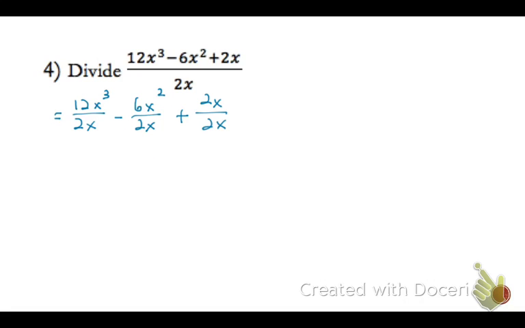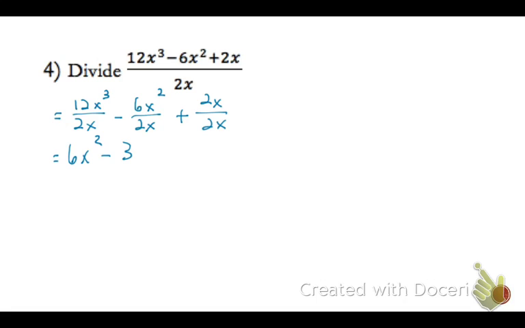Now in example 4, step 1, go ahead and place each of your numerator terms over your denominator. Pause the video. You can see I've already done this. Okay, you're back. So now let's divide these out. 12 divided by 2 is 6. X to the third divided by x to the first is x squared.